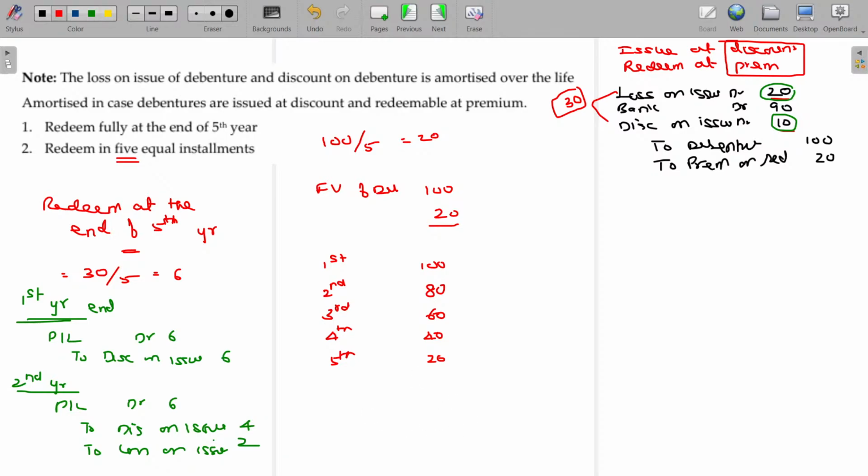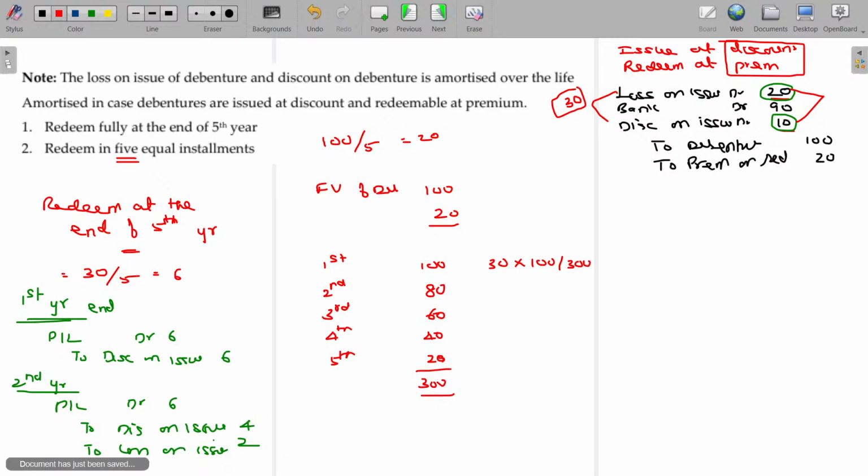What is the total due we have over the 5 years period? 300, summation of this one. So overall loss being 20 plus 10, 30 rupees. This 30 rupees will be amortized in the very first year. How much? 100 out of 300. Overall due being 300 rupees. In that 300 rupees, 100 rupees exists in the very beginning of the year.